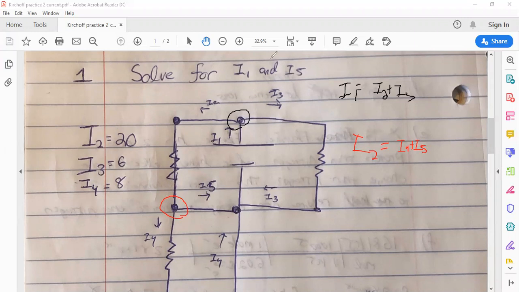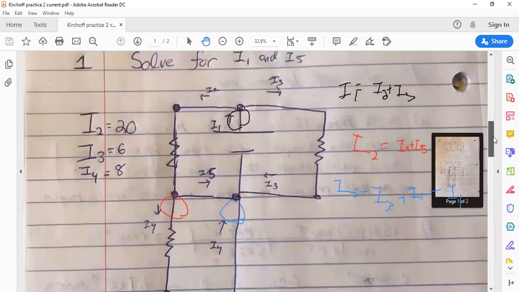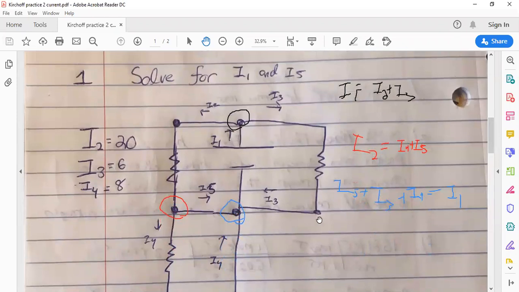Then we have this one here. This is a big one. This one is I5, I3, I4, and they all equal I1. Those are our 3 junction spots. That's all the ones that we've got. If we look around, there's nothing else here that's a junction. So we go back and now we can solve.